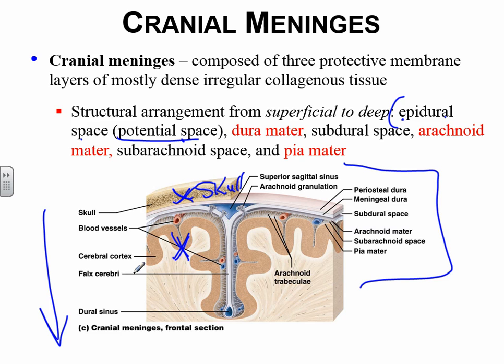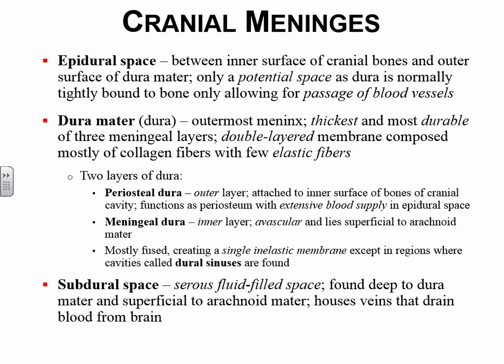So the first thing we're going to hit is the dura mater, which is actually two-layered. Then there is a subdural space. Then there is an arachnoid mater, a subarachnoid space, and a pia mater. So you can see these are the meninges, and these are the spaces found within them. If I start with the epidural space, remember I said it is a potential space. Normally the dura is tightly bound to that bone, and there's only passage of blood vessels through this, so it's not really a space. The first thing we're going to encounter is the dura mater, which literally translates to tough mother or tough covering.